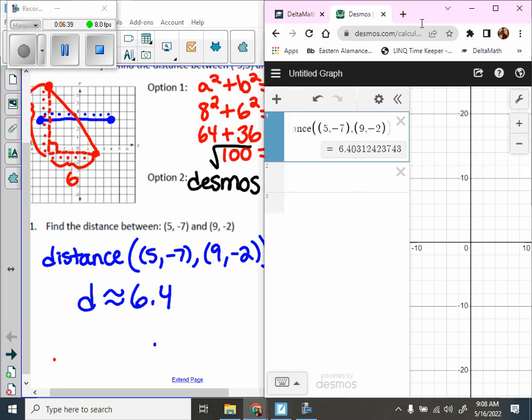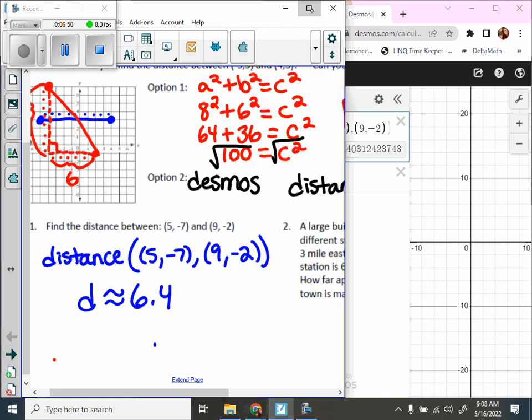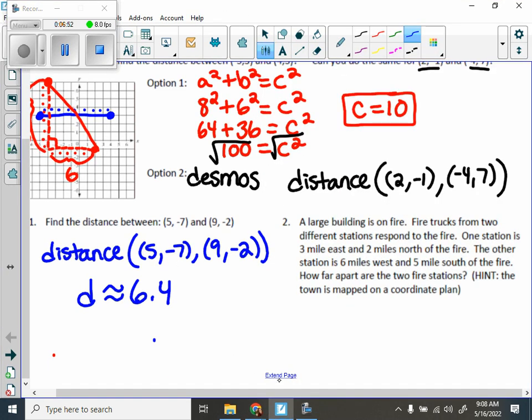So look, just distance. Make sure you got your comma between your ordered pairs. All right, we good? Yes. Okay. All right, so now we've got a small word problem here.